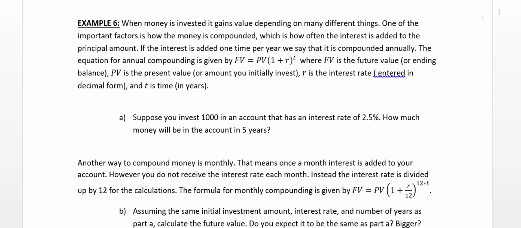Part A. Suppose you invest $1,000 in an account that has an interest rate of 2.5%. How much money will be in the account in 5 years? There's nothing in this problem that says anything about a rate. In fact, we're just going to be doing a direct computation. If we're investing $1,000, that's a present value, the amount we initially invest. We want to know how much we'll have in 5 years. So that's a future value.